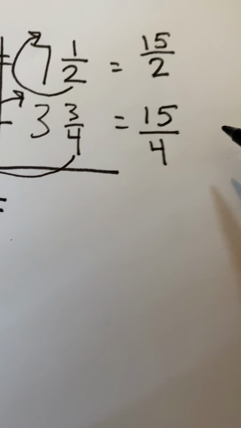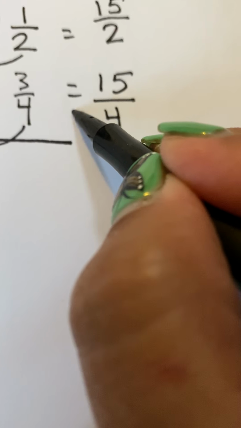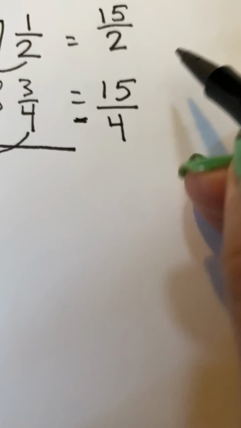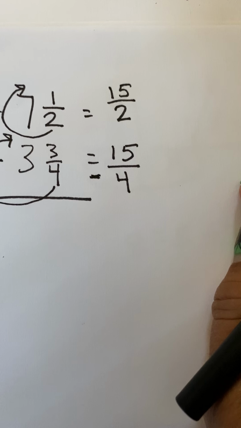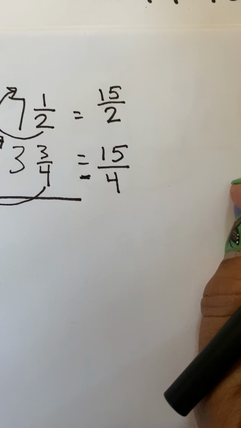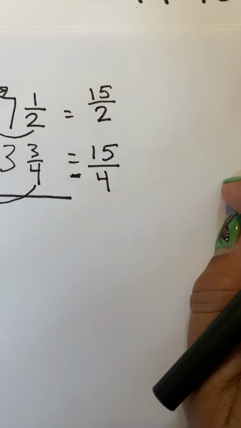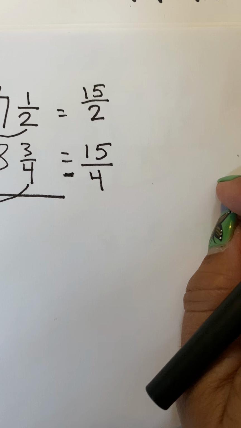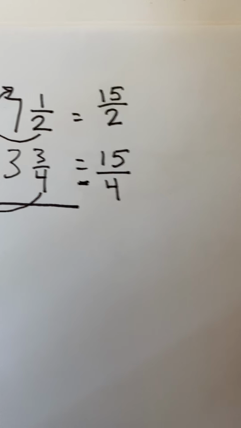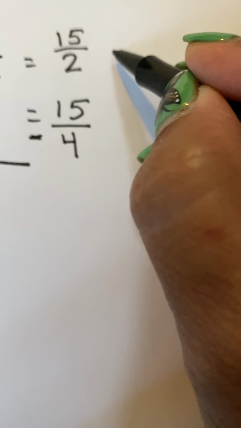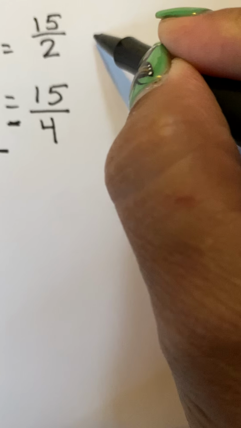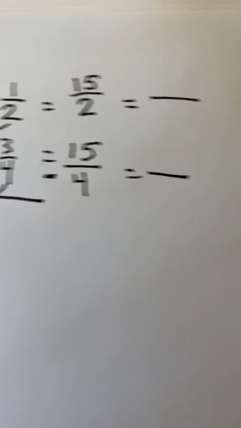Now, are we ready to subtract? Remember, it's minus 15/4. So we're not ready to subtract because why? Correct. The denominators are not the same. We cannot subtract. So this is the next step. We have to find the common denominator. And I'm just adding the fraction bars.